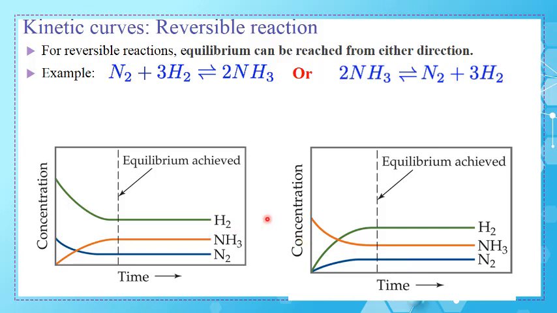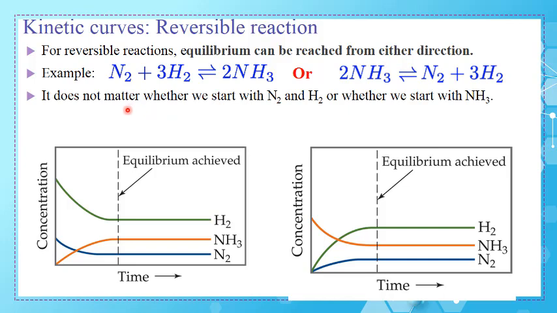Now, if you compare these two sets of curves, the green, the orange, and the blue, you will notice that after equilibrium they are identical. So the concentrations are the same after equilibrium is achieved. This is why we said that equilibrium can be reached from either direction. So it doesn't matter whether we start with N2 and H2 or whether we start with NH3.